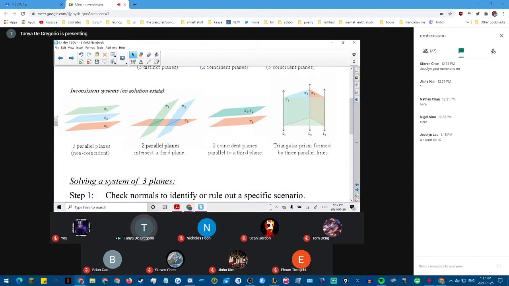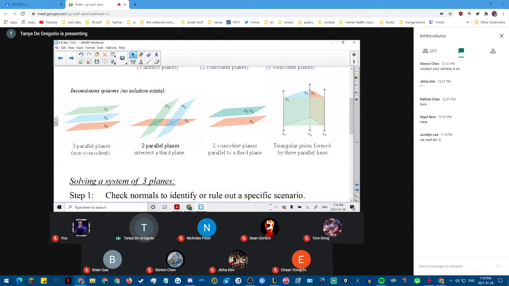Here I have 2 that cross one plane, but not in the same line. So again, there's no solution for the 3 planes intersecting in the same line. Here I have 2 coincident planes, and then they're parallel to the 3rd plane. So again, no solution. And then you have 3 distinct planes, but the way that these planes intersect is not in the same place. So you have 3 distinct planes and they actually form a triangular prism.